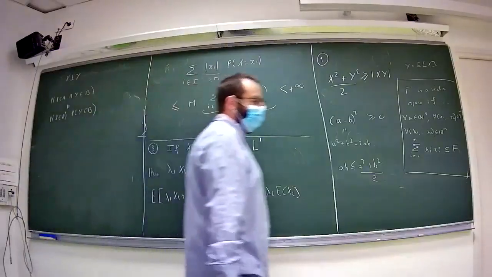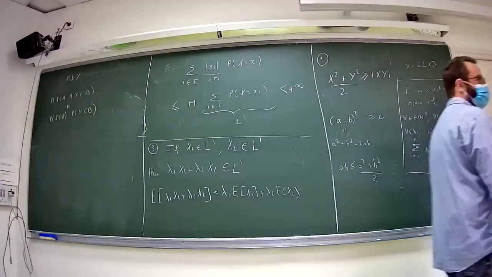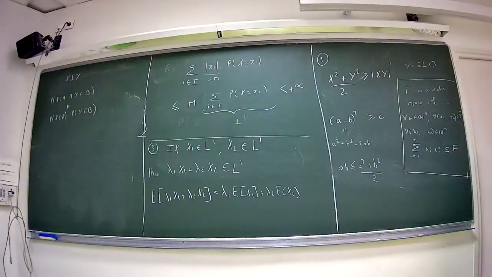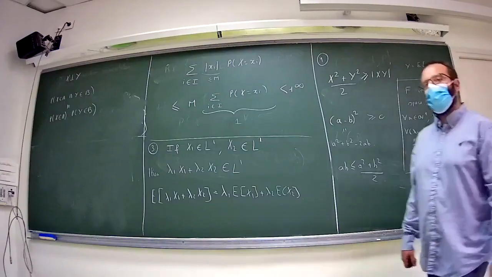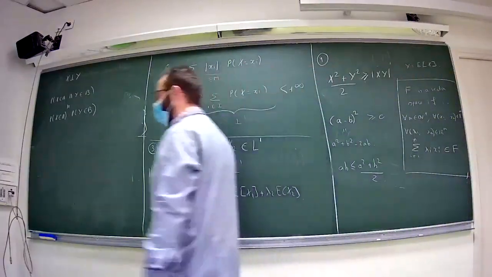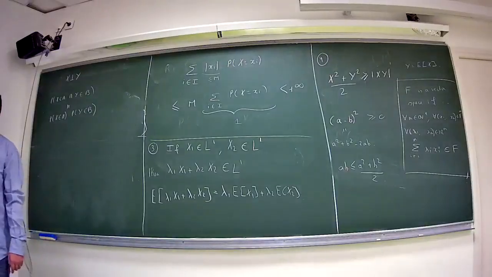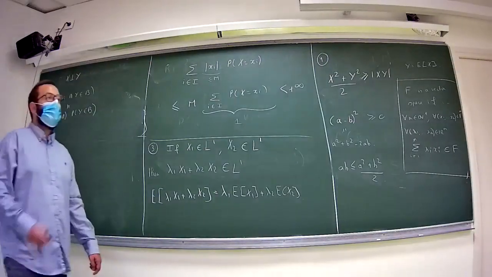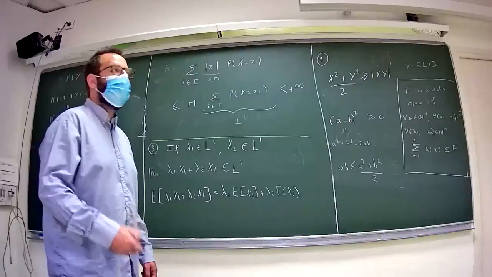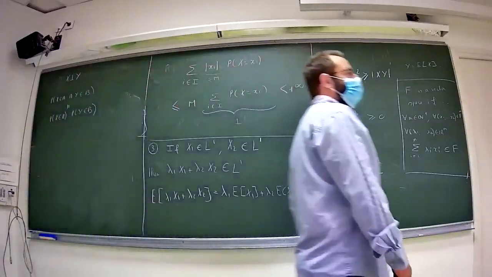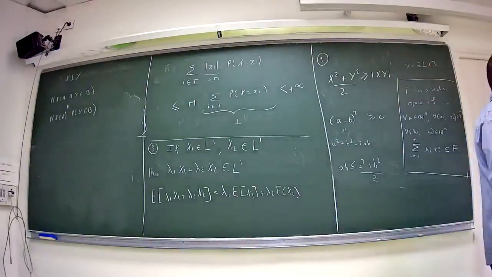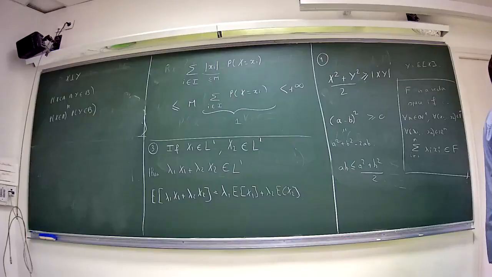The expectation of a linear combination is the linear combination of the expectations, by linearity. The expectation of the product is equal to the product of the expectations if the random variables are independent. And you also have the proof of this one in the list of proofs.